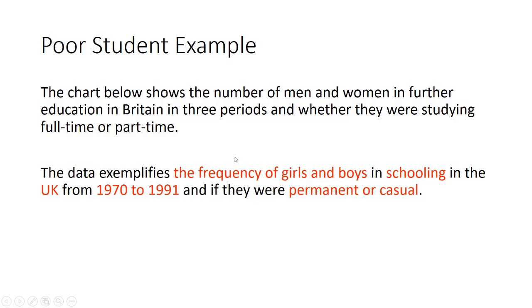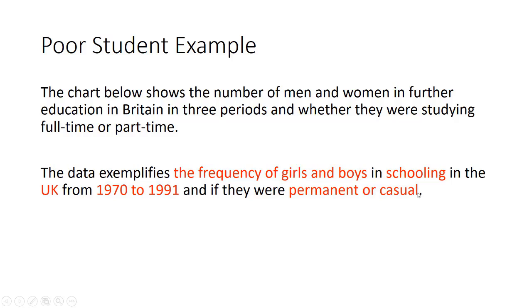Now, what they've done is they think that frequency and number is a synonym, and it kind of is, but they don't mean the same thing. So that's a big mistake. Then they've changed men and women to girls and boys, and they think that they're synonyms, so why not? They're not, all right? The meaning is completely different. A man and a boy are two different things. A woman and a girl are two different things.